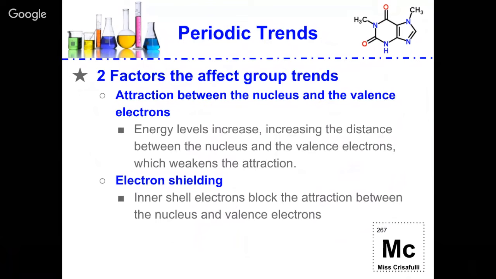The second thing that's going to affect these group trends is the electron shielding. So what does that mean? Putting layers around the nucleus. The more layers you have around the nucleus, the more the positive pull of the protons is going to be blocked by the electrons that are closest to the nucleus. That's what we call shielding. Those inner electrons, the electrons in the first ring and the second ring, are going to block the attraction between the nucleus and the electrons that are the furthest away.